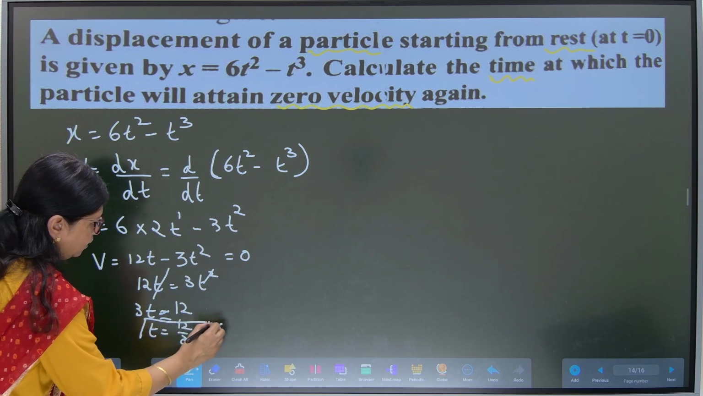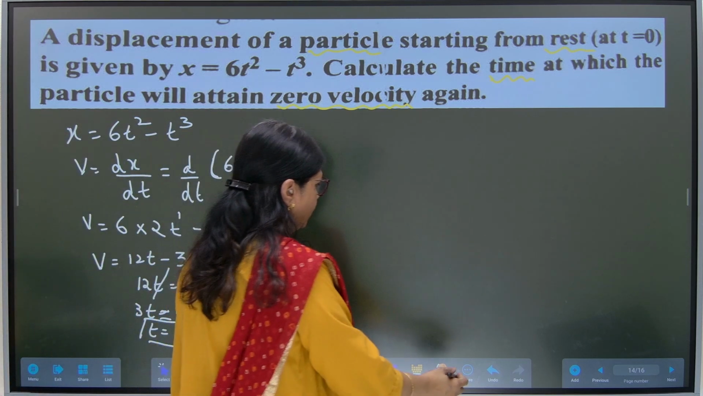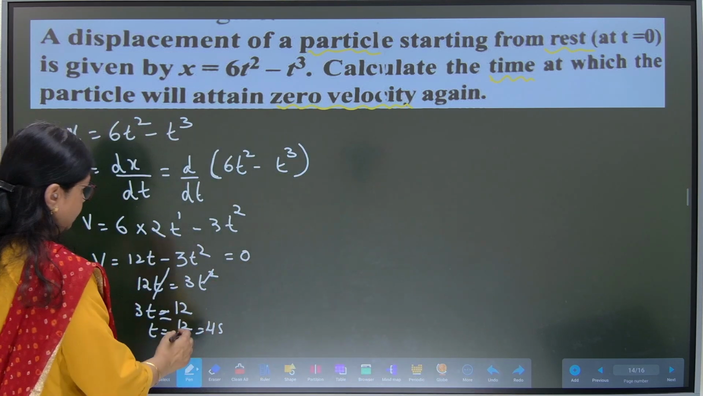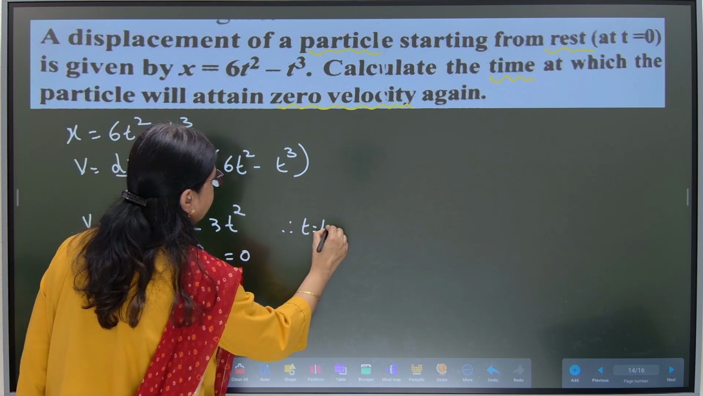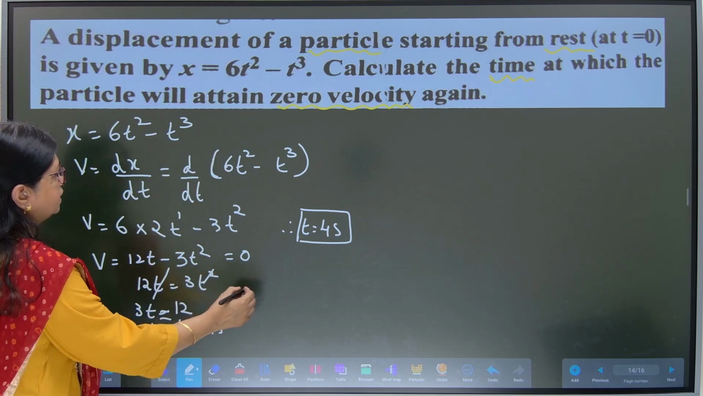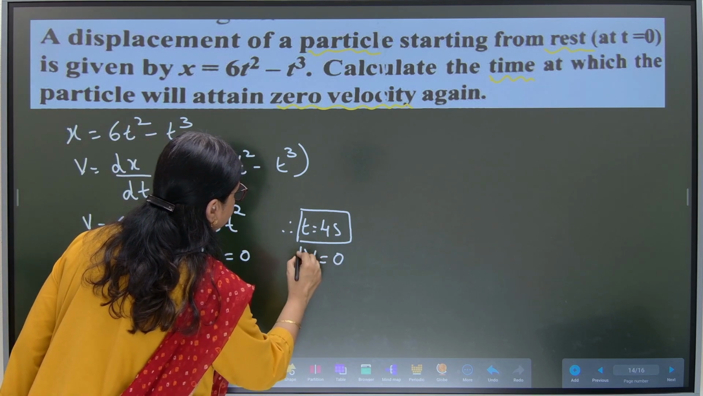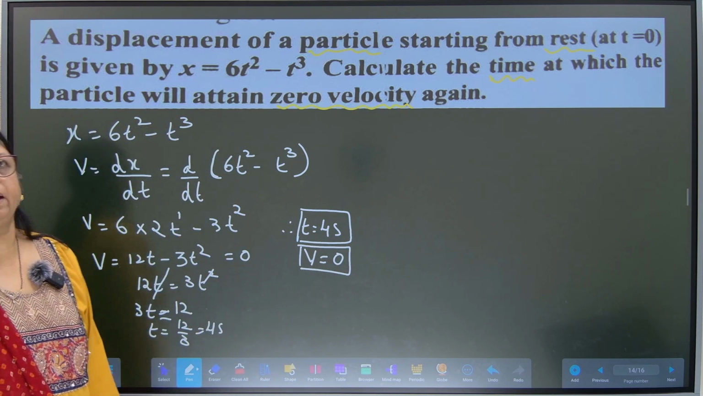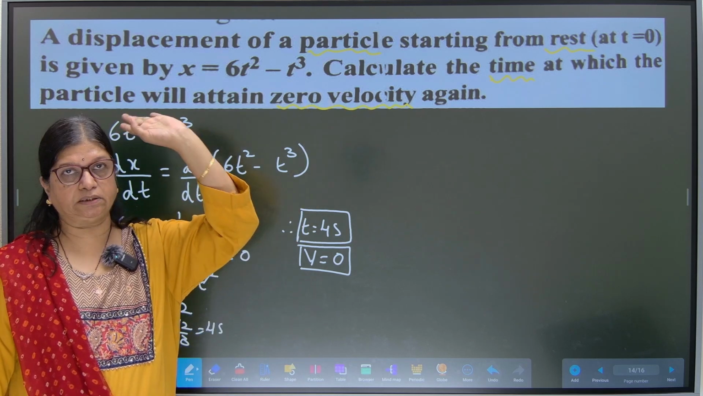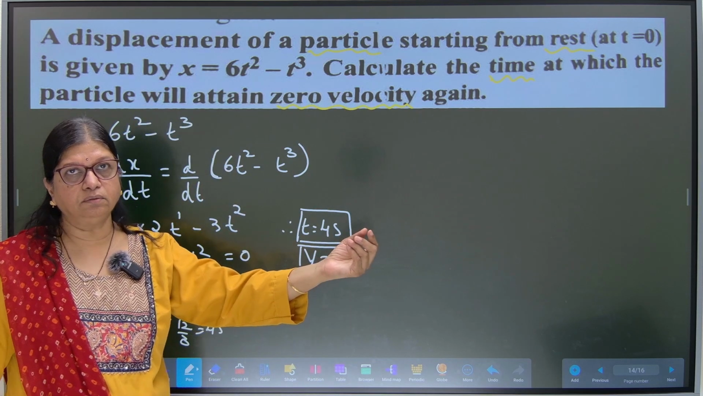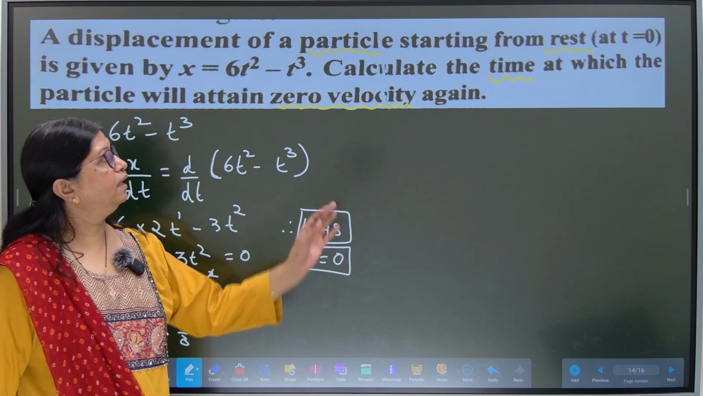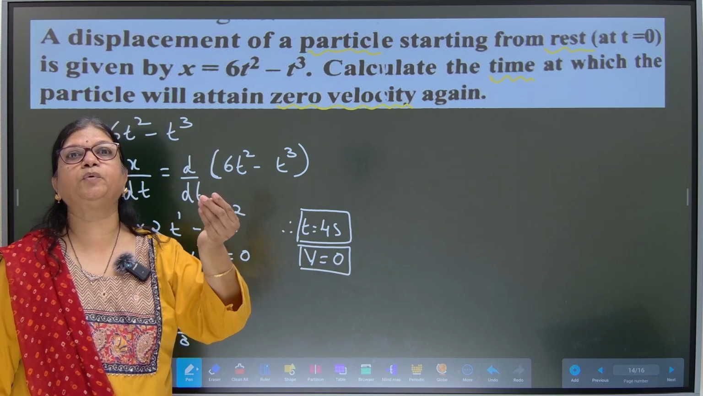So this t is equal to 4 seconds. Therefore, t is equal to 4 seconds is the time when velocity v is equal to 0. Agreed? We put the condition velocity v is equal to 0 because they told us, and that time t is equal to 4 seconds we got. Okay. Then let us put our own question.